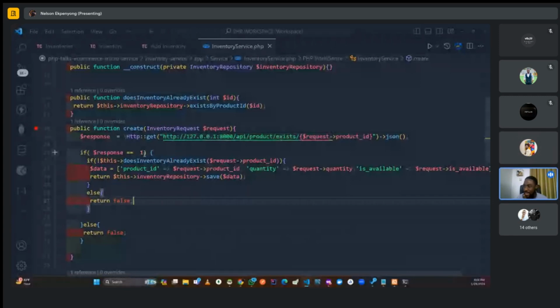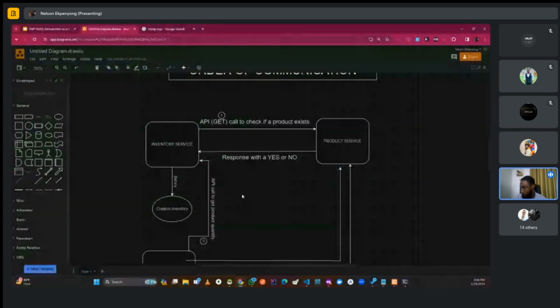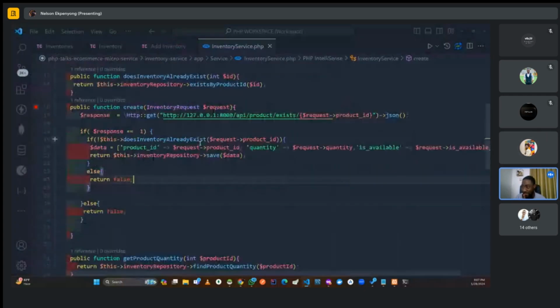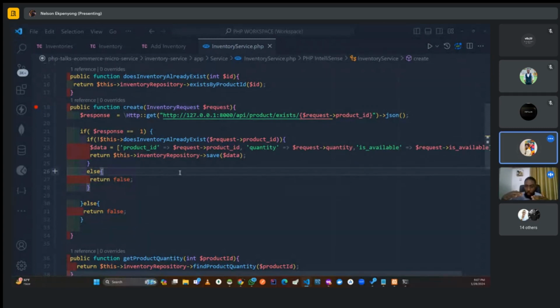If the response is 1, in other words, if the product service says yes, it exists, it will go and create the inventory. But before it creates it, it will check, does the inventory already exist? Because you can never have two inventories for the same product ID. If we said they gave us 16 G-Wagons, in the inventory table, we can't have 2 records, 2 rows referencing the same product ID. Does that make sense? That is why.